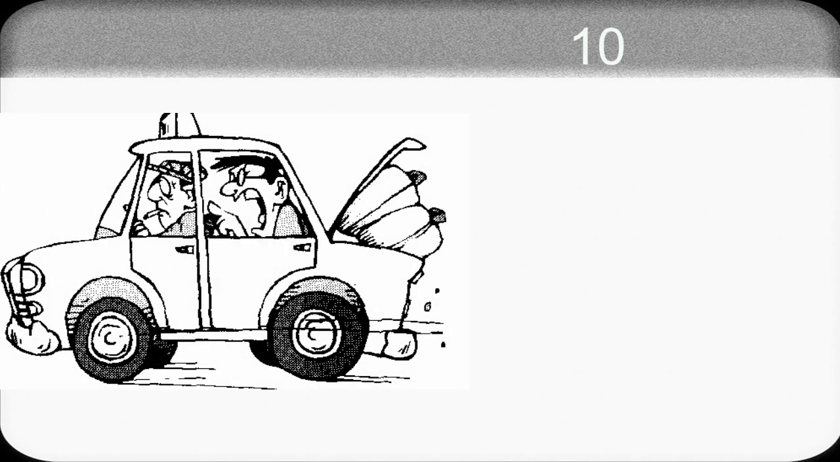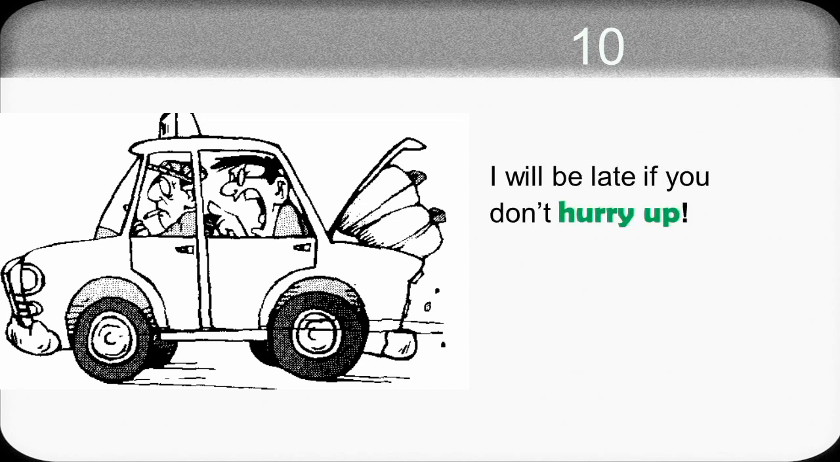This next example is about this man who is asking the taxi driver to go fast, maybe because he is late, and he said, I will be late if you don't hurry up. The phrasal verb used in this sentence is to hurry up, and the meaning of this phrasal verb is to be quick, or to be fast, which is أسرع يسرع.